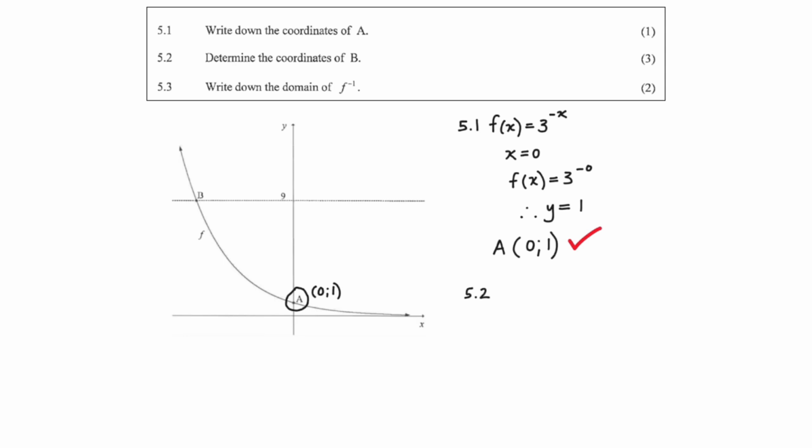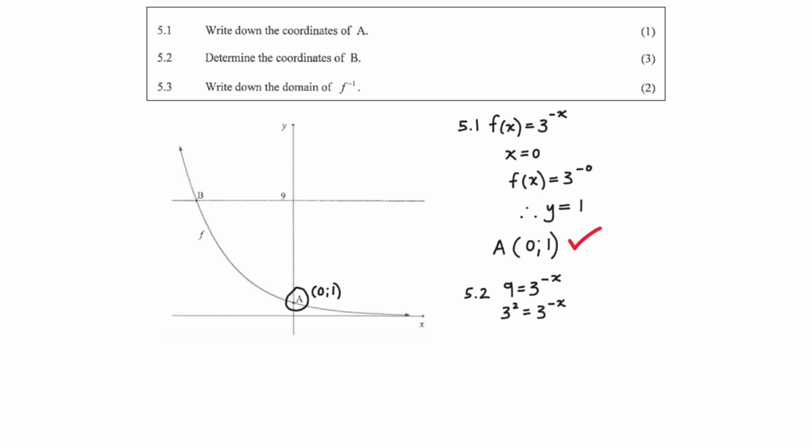Let's look at 5.2. Determine the coordinates of B. So let's look at the sketch. There you have B, and B is the intercept of this exponential function f and the line y equals 9. Remember, a horizontal line is always y equal to something. And then in the equation of f, we make y equal to 9. So we get that 9 is equal to 3 to the power of minus x, and this is an exponential equation that we need to solve. So we need to make the bases of both sides of the equation the same. So we can write 9 as 3 to the power of 2.